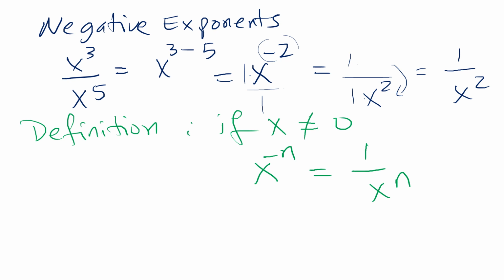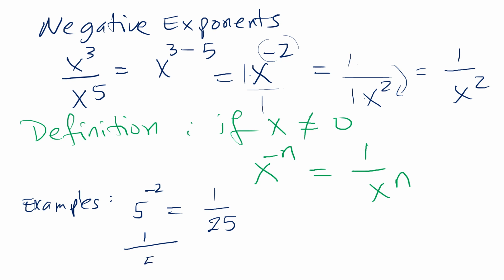And if you want to do it with numbers, you can. Let's say, for example, 5 to negative 2 is 1 over 5 squared, which is 25. But let's say you have 1 over 5 to negative 2 this way.